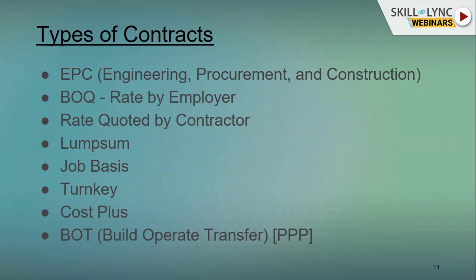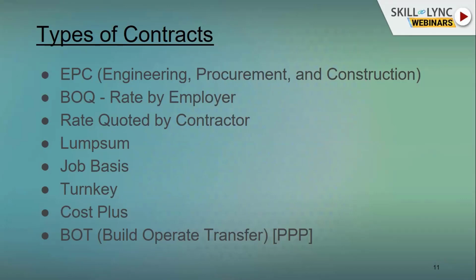Then BOQ, rate by employer. BOQ is nothing but bill of quantity, rate by employer. So here a detailed BOQ is given and the rate is quoted by the employer. The owner himself quotes the unit rate for that particular item and arrives at a certain total for the project. So the contractor has to agree to work at the same rate to get the contract. Such a contract is called a BOQ rate by employer.